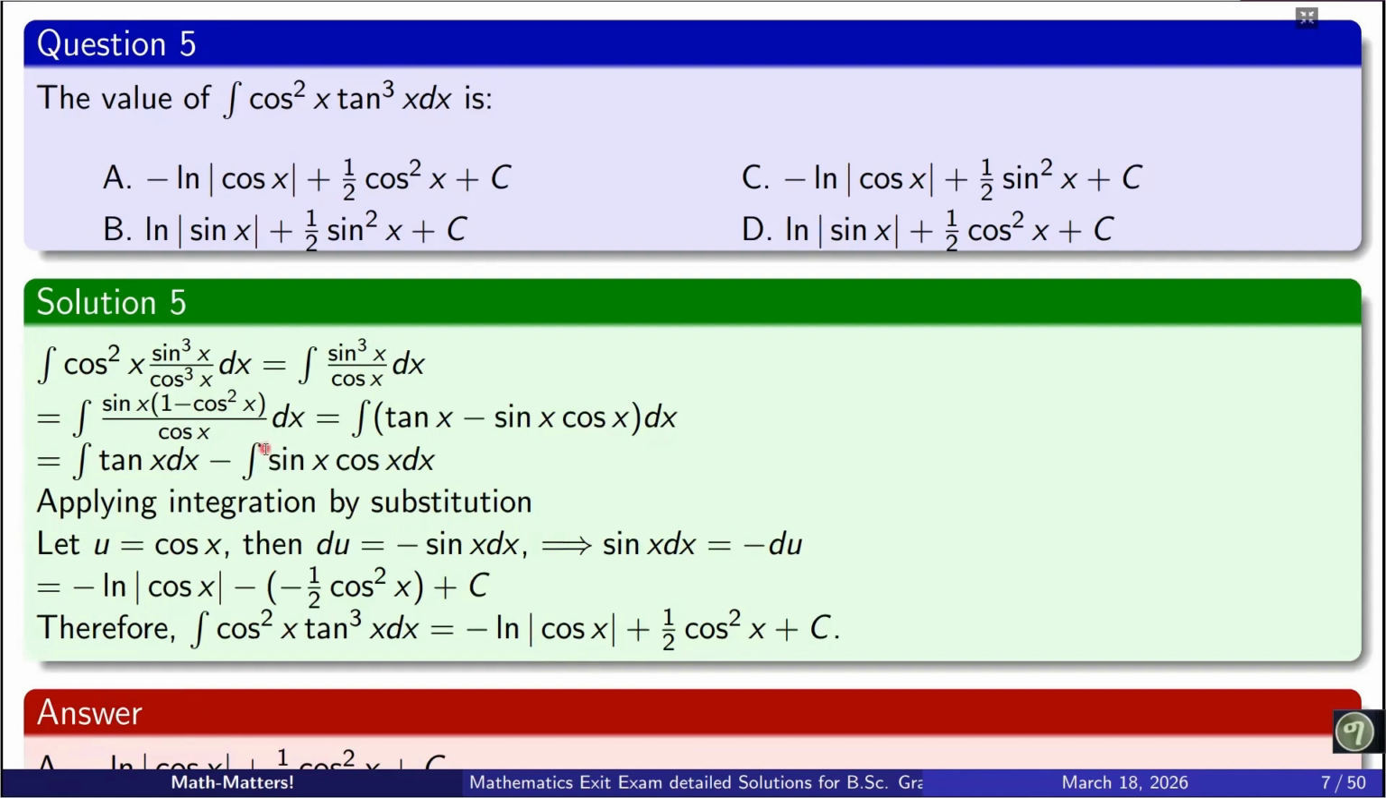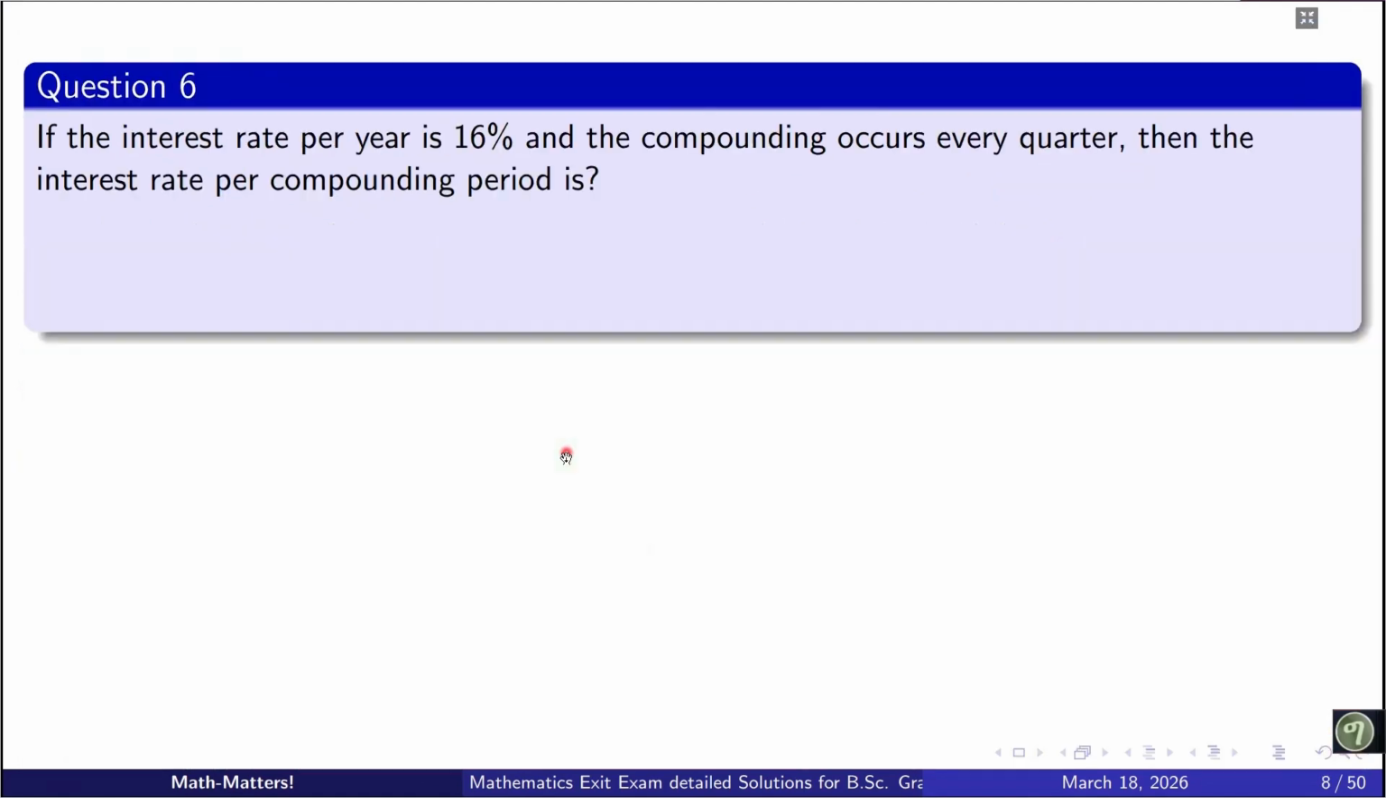The next question. Question number 6. If the interest rate per year is 16% and the compounding occurs every quarter, then the interest rate for compounding period is: A 0.04, B 0.004, C 0.4, and D is 40.